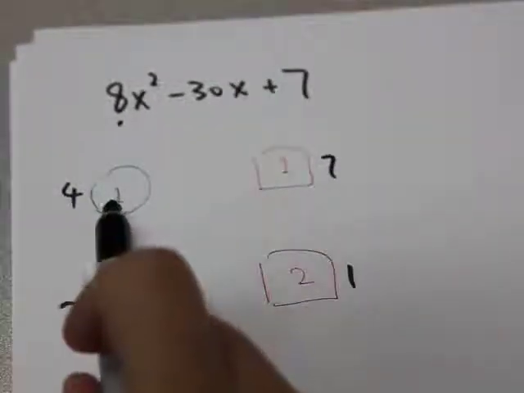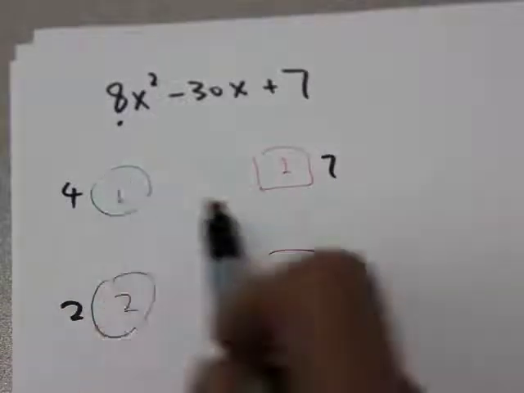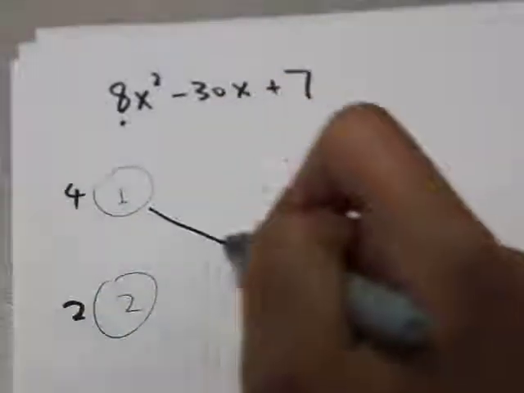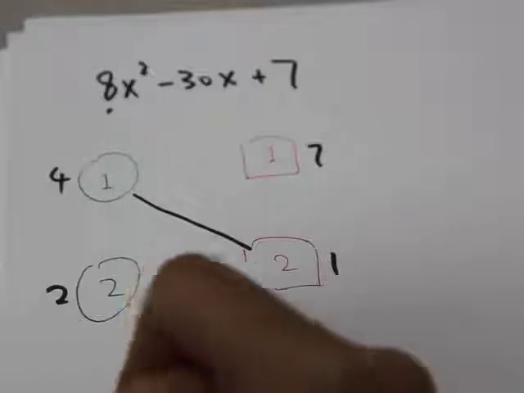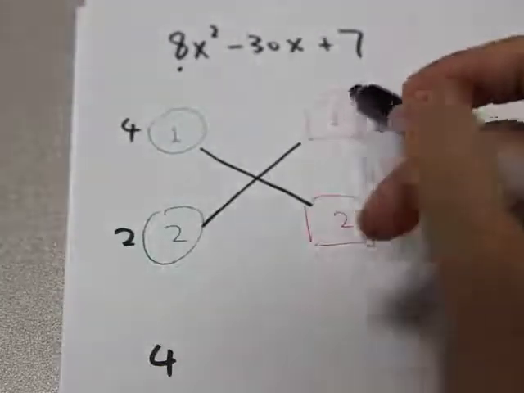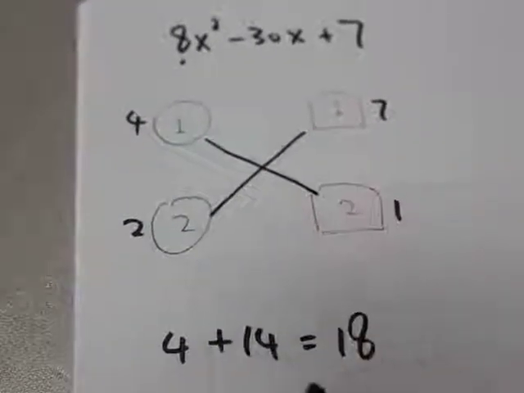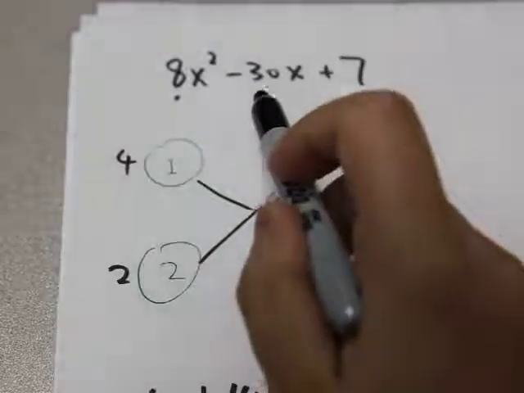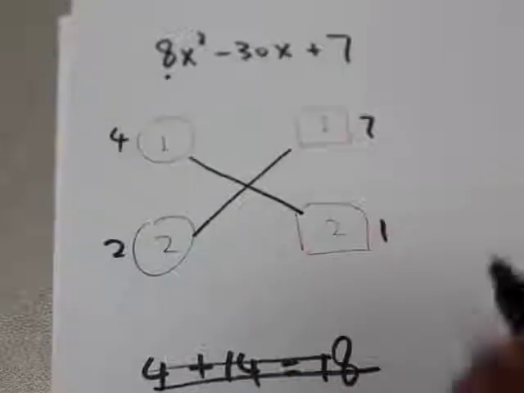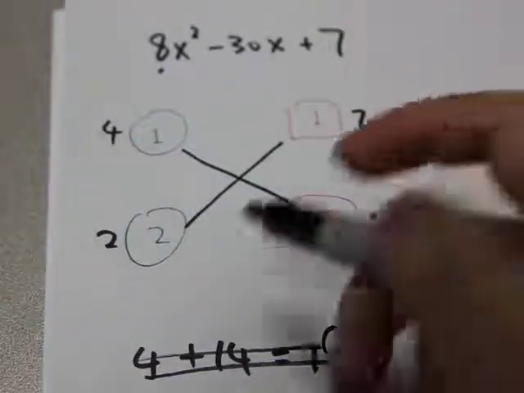And then remember, this is a cross multiplication, right? So you multiply 1 by 2. So you multiply the circle 1 by the square 2. Now we get 4. And we multiply the circle 2 by square 1. So we get 14. Now the result, the sum is 18. But we want the sum to be negative 30. So that means we have to change our combination.